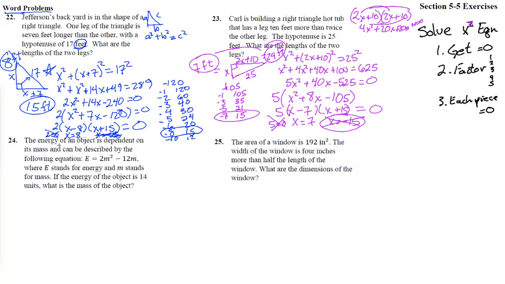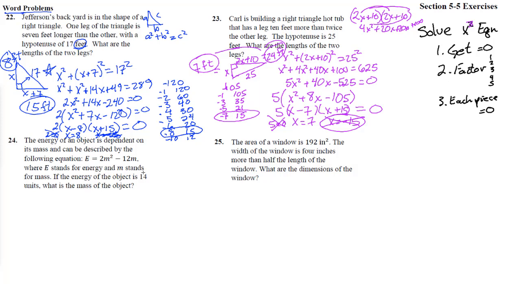All right, number 24. The energy of an object is dependent on its mass and can be described by the following equation. Wonder where that came from. Maybe they made it up. But E stands for energy and M stands for mass. If the energy of the object is 14 units, joules, watts, I don't know what they're using for energy, what is the mass of the object? And we don't know if that'll be kilograms or pounds or grams or whatever.